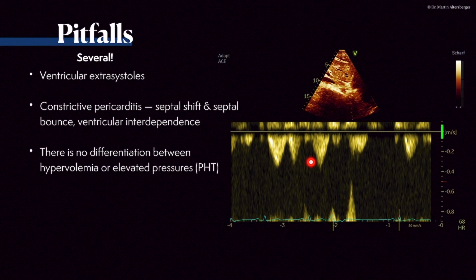There are more pitfalls, for example, extrasystole is seen. In this case, it is a ventricular extrasystole. Constrictive pericarditis with septal shift and septal bounce, the ventricular interdependence changes the signal. This is then the topic for a specific lecture on constrictive pericarditis. Furthermore, there's no differentiation between hypervolemia and elevated pressures by means of pulmonary arterial hypertension possible.